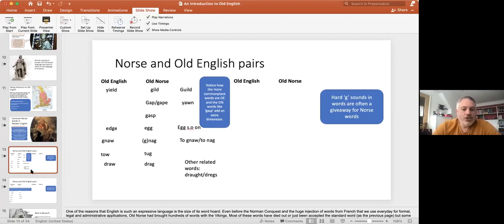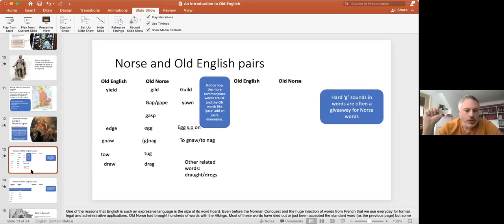You've got things like edge, which has got that soft j sound on the end of it, whereas the Norse word had the hard sound, egg. Now, this isn't an egg that you crack and make an omelette with, but the idea of egging somebody on to do something. So you edge them on, you push them on, you prod them on, you make them do it. So that's the modern English, which we've got egg and edge.